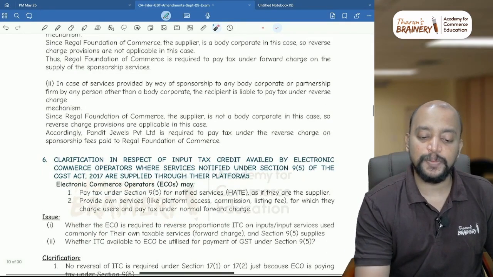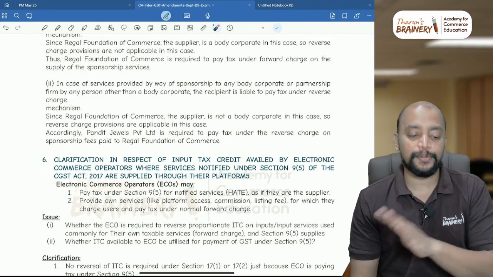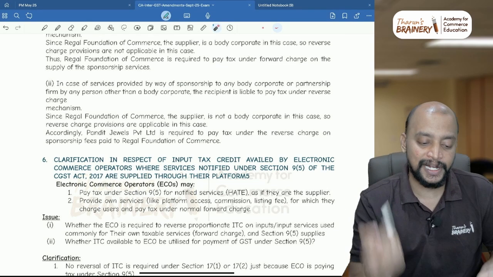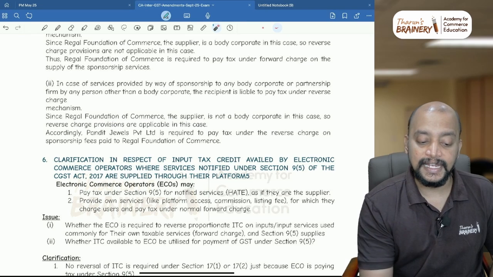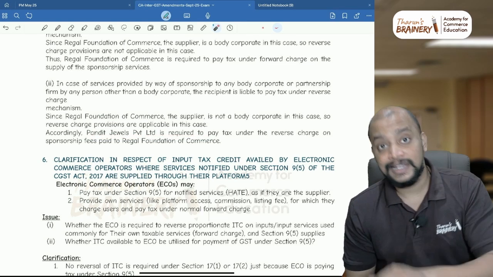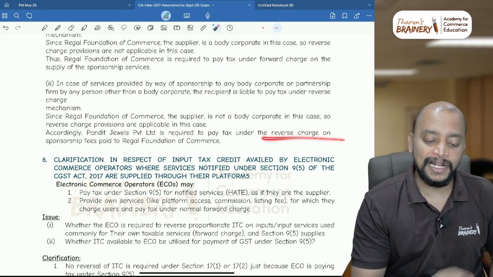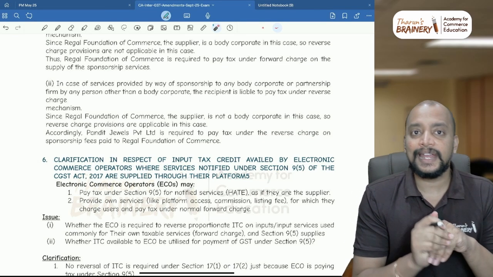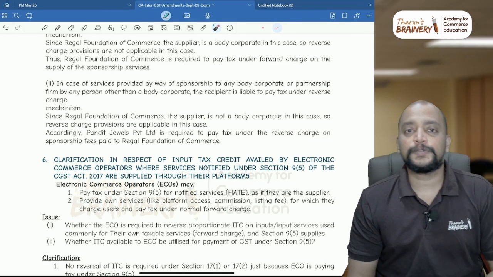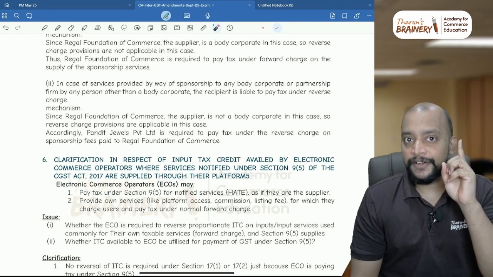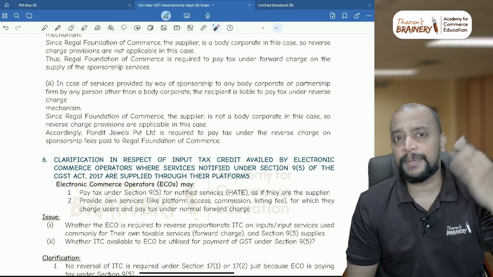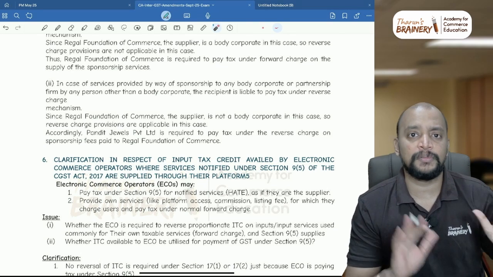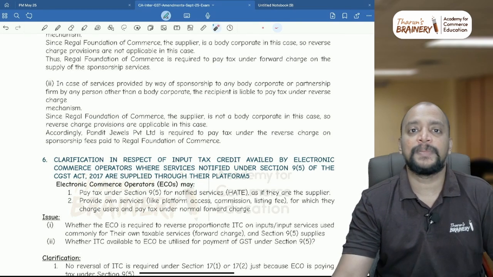In case of service provided by way of sponsorship to any body corporate or partnership firm by other than body corporate, it is coming under RCM. Since they are other than body corporate and the recipient Pandit Jewelers is body corporate, it will come under RCM. So that is in case of this RCM with respect to renting of commercial property and sponsorship services. Keep this in mind. Apart from that, all other RCM will be normal. These two places only, slight amendment is there.